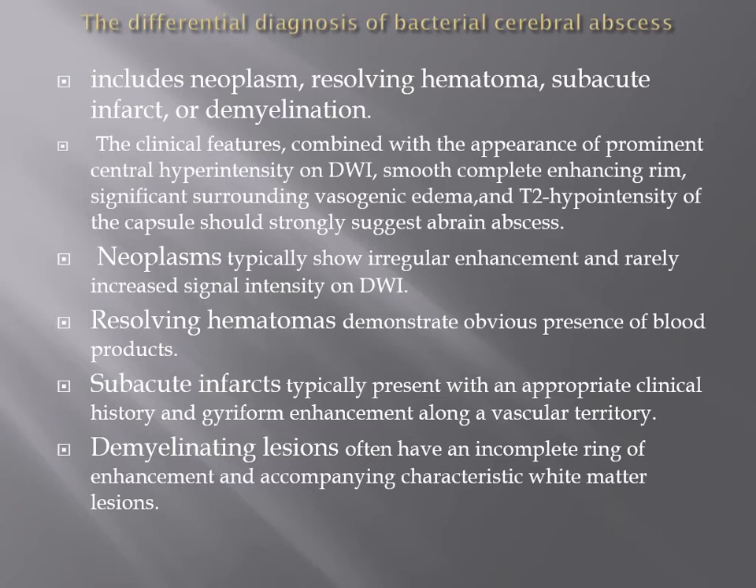Differential diagnosis of bacterial cerebral abscess includes neoplasm, resolving hematoma, subacute infarction, or demyelination. The clinical features, combined with the appearance of prominent central hyperintensity on diffusion weighted, smooth complete enhancement rim, significant surrounding vasogenic edema, and T2 hypointensity of the capsule should strongly suggest a brain abscess. While neoplasm typically shows irregular enhancement but rarely increased signal intensity on diffusion weighted. Resolving hematoma demonstrates obvious presence of blood products, and subacute infarction typically presents with an appropriate clinical history and gyriform enhancement along the vascular territory. In demyelinating lesions, often there is an incomplete ring of enhancement and accompanying characteristic white matter lesions.